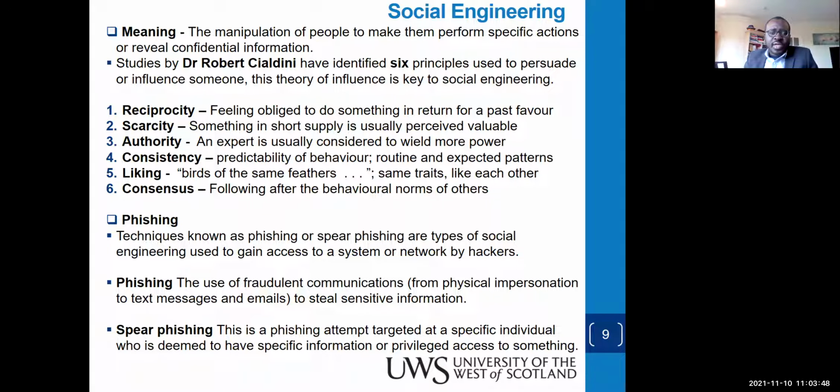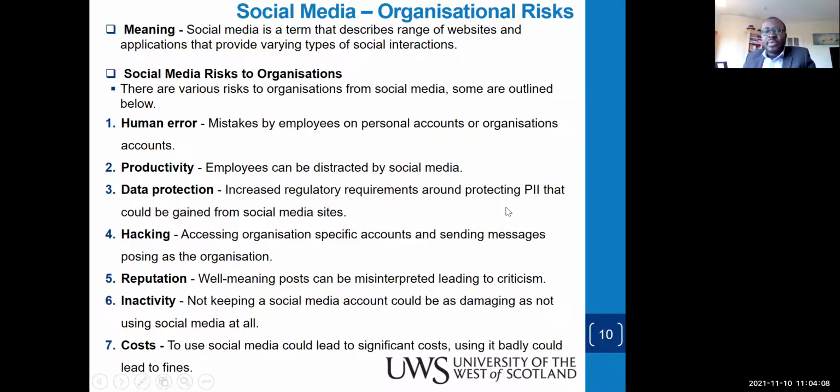Then we also have spear phishing. It's a phishing attempt targeted at a particular individual whom we think has some privileged information we don't have. So I'm targeting the vice chancellor because he has some very key information that I think I can leverage, and use it against him for my own personal advantage. Phishing is quite dominant recently, and I've seen it in the universities where people will hack into people's emails and send an email you might think is genuine. Now, social media, we all use social media, don't we?